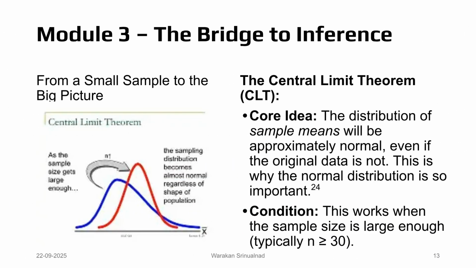Slide illustrating the central limit theorem, in short, CLT. Module 3 is our bridge to inference, and it's built on one of the most amazing ideas in statistics: the central limit theorem. Here's the core idea. No matter what the original data looks like, if you take many large enough samples and plot their means, the distribution of those means will be approximately normal. This is the magic that allows us to use the properties of the normal distribution to make inferences about our data, and it generally works as long as our sample size is 30 or more.